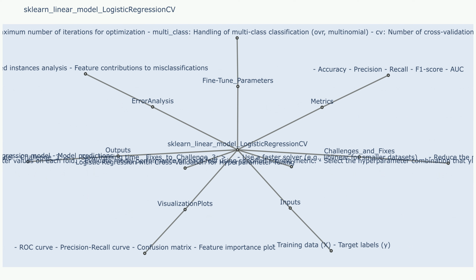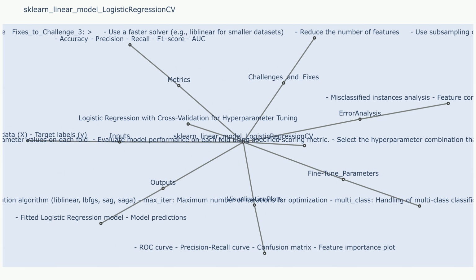When fit is called, LogisticRegressionCV performs cross-validation for each value of C. For each fold, the model is trained on the remaining folds and tested on the current fold. The cross-validation scores are used to select the best value of C. This involves choosing the C that leads to the best performance based on the chosen scoring metric. The final model is then trained on all of the data using the best value of C.